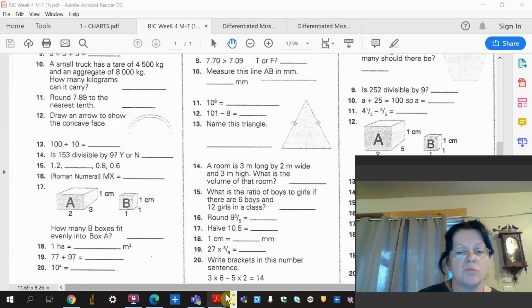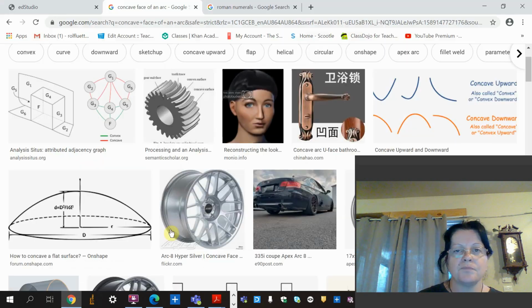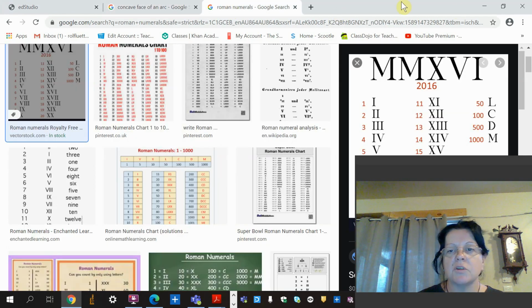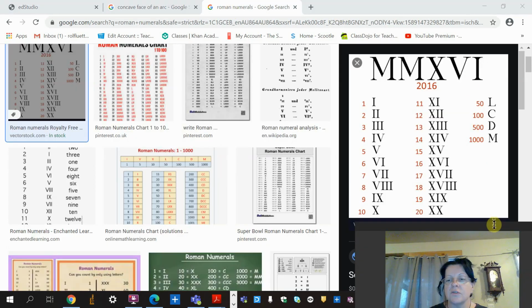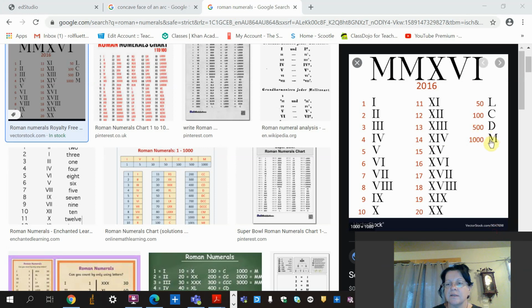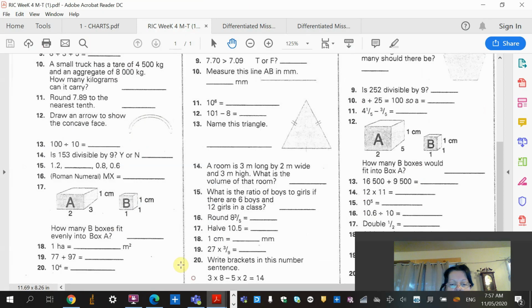The Roman numerals M and X. If we have a look at Roman numerals, M and X. So this time M is 1,000 and the X is after that, so would it be 1,010? So 1,010. Okay.